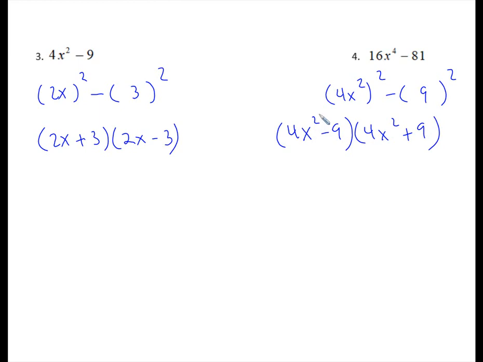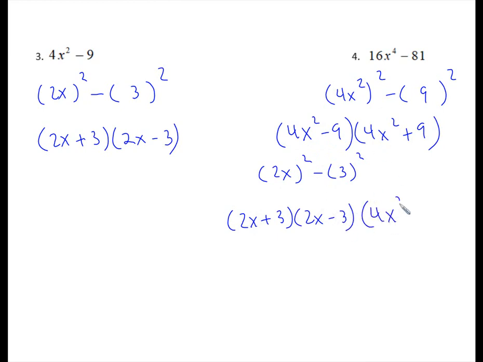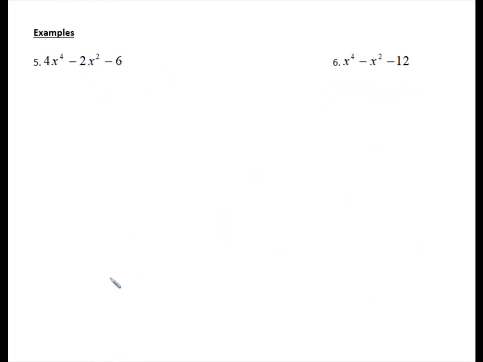Then you have to recognize 4x squared minus 9 is also another difference of squares because I can get this to fit this format right here. So this would factor out to 2x plus 3, 2x minus 3, and then I have to bring down the 4x squared plus 9 as part of my answer still. So this would be your answer completely factored out. Okay? So let's take a look at some more examples to factor.